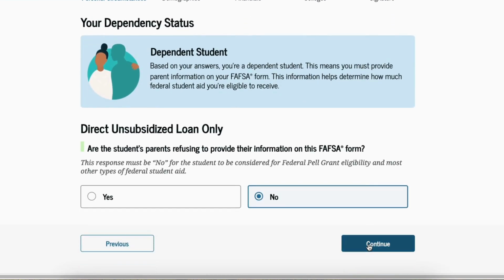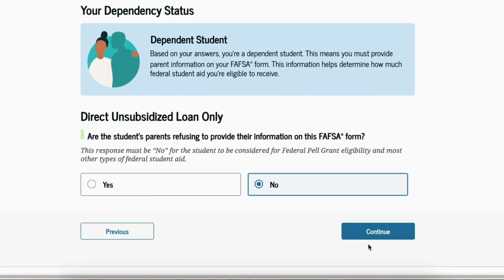Dependency. This is saying I am a dependent student based off all those questions I just answered. If I had said yes to any of those questions, this would be a different screen. It would say you are a dependent student and you do not need to provide information for parents. There is a question though that if you're a dependent student and your parents are refusing to provide their information, you can say yes here.